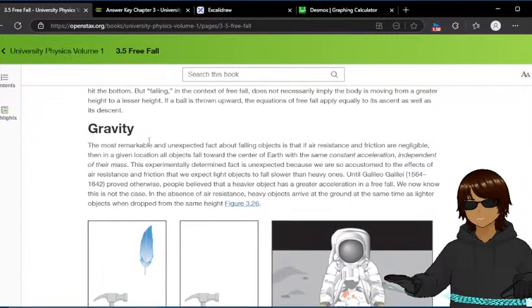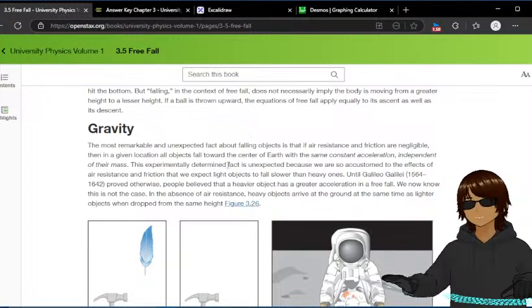The most remarkable and unexpected fact about falling objects is that if air resistance and friction are negligible, then in a given location, all objects fall towards the center of the earth with the same constant acceleration, independent of their mass. I mean, it changes with distance. It's not exactly constant. But over small distances, it barely makes a difference.